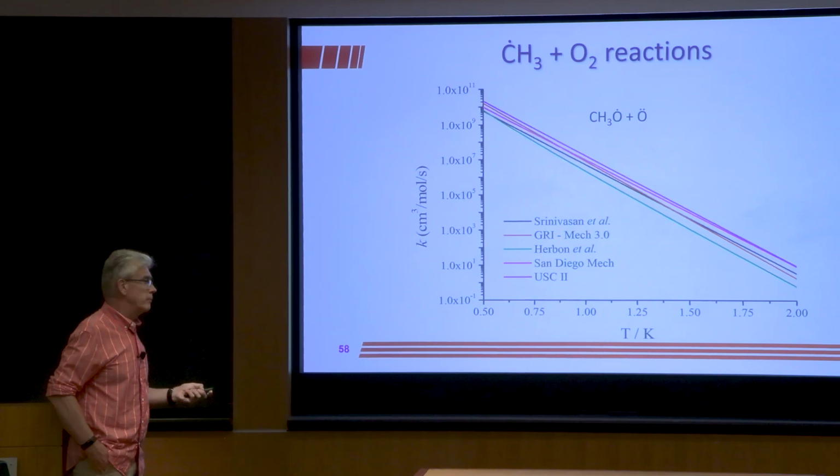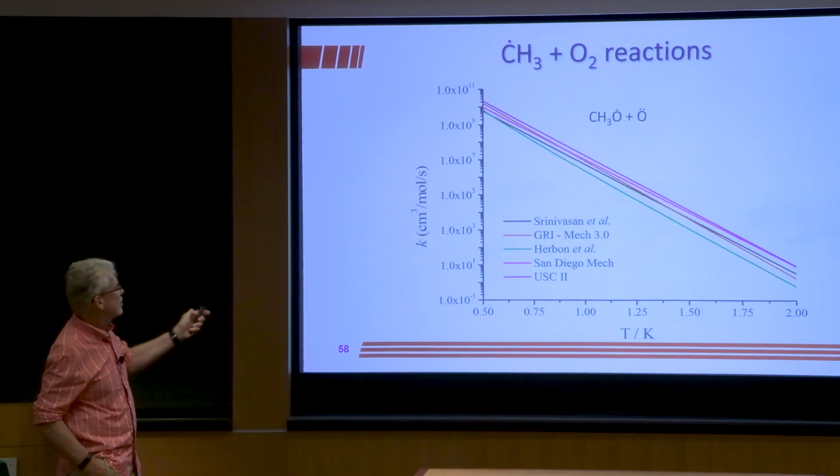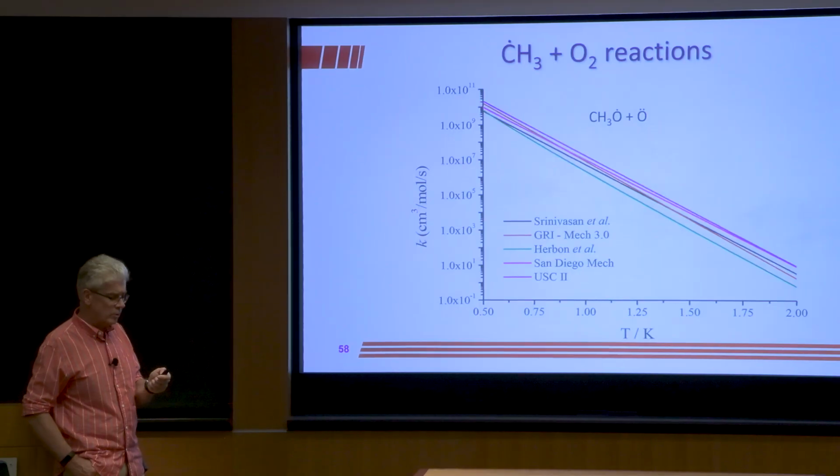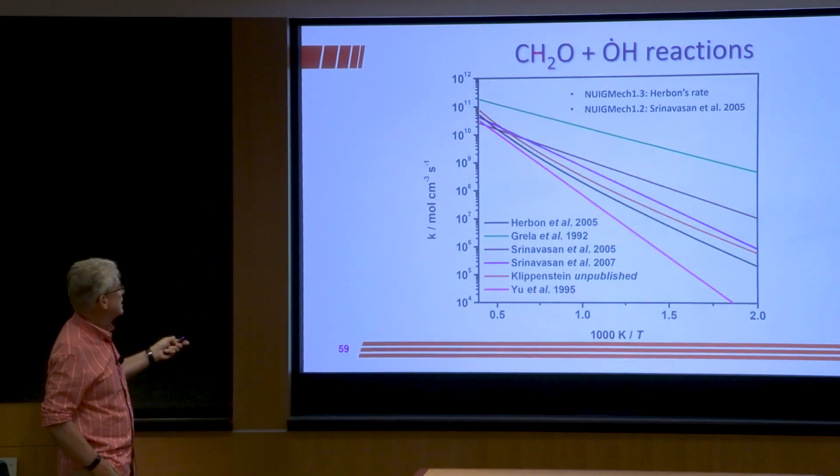But actually, it's not the dominant channel for the reaction of methyl with O2. What is the dominant reaction is formaldehyde plus OH. But here again, here's a rate constant from 1995. Sorry. Here's the measurement by Herbon from Stanford group. Here's a measurement by Joe Michael in 2005. Here's one from 2007. It's a bit slower, okay?